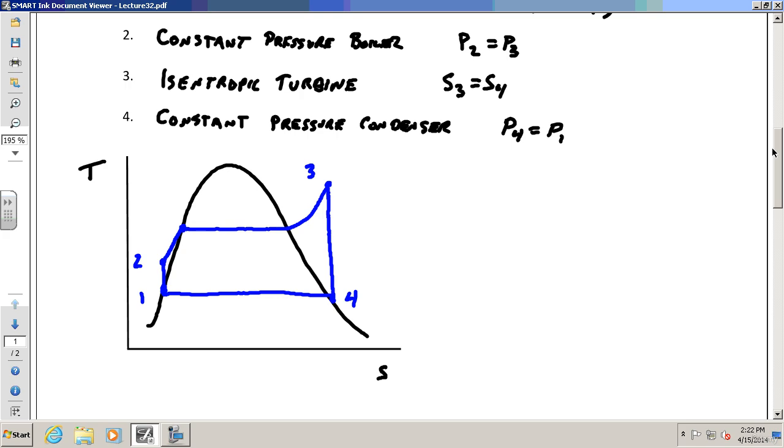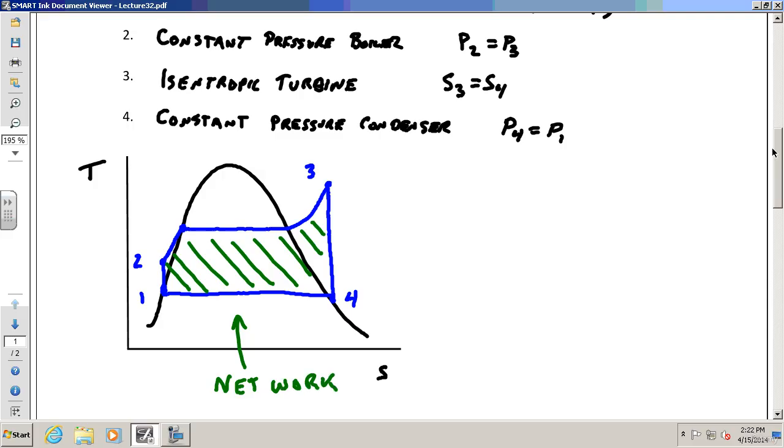Okay? That's a TS diagram. We haven't done a lot of those. But this shows you the Rankine cycle graphically. Now, why do I bring this up? One of the reasons is I want you to shade this area and visualize this with me. That green shaded area is essentially the network of the cycle.